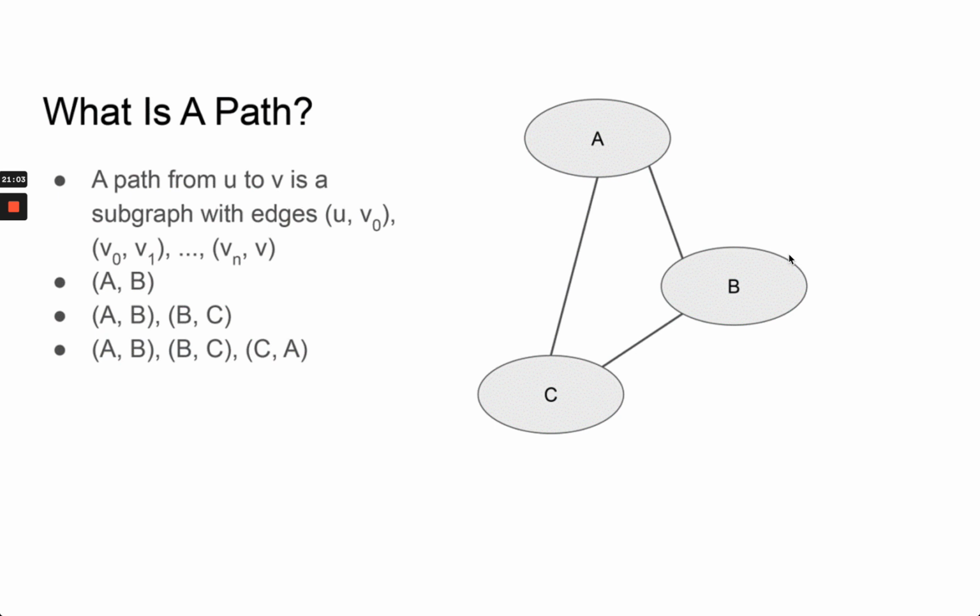So a path from U to V is a subgraph where the edges start at U and end at V, and we basically keep all of the nodes that appear along that path. So, for example, a path from A to B would just be the graph AB that has the edge from A to B. Another path is A to B to C. Another possible path is A to C to B.